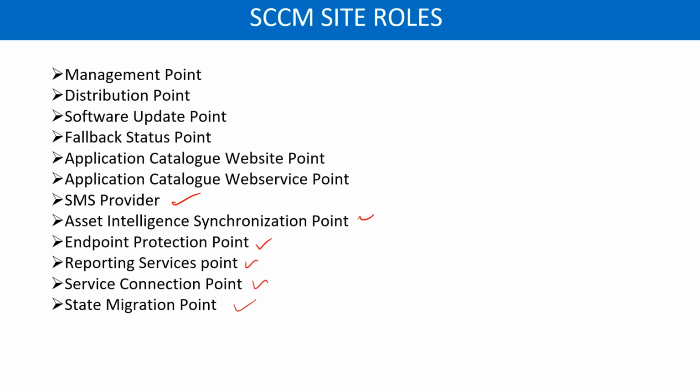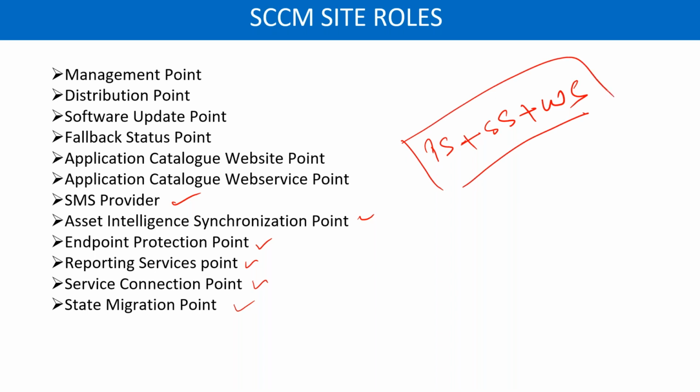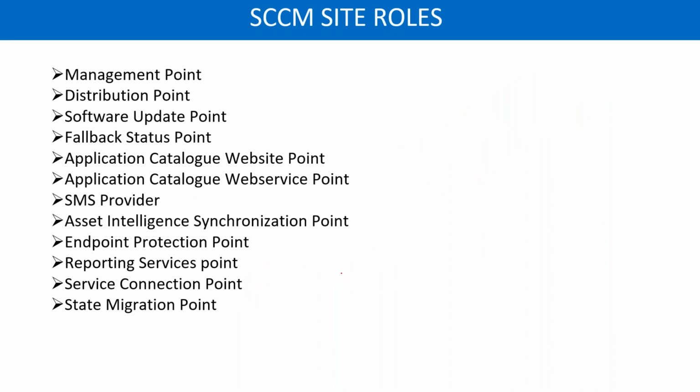These are the roles which you can install on either a primary site, or on a secondary site, or you may install on any other Windows server. Okay, understood? And one of the roles, the reporting services point, you have to install on the database server. Reporting services point will always be installed on the database server. We'll talk about these things later on, guys.